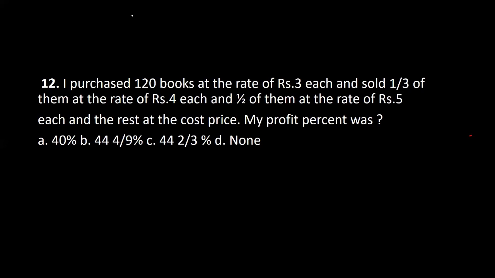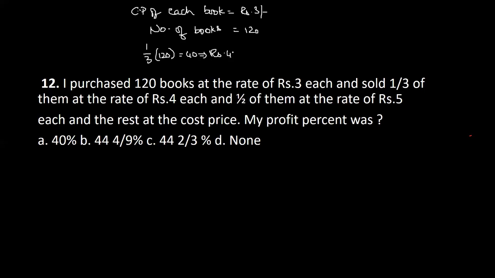I'll just write the numerical details on the screen so that it gets you going, and then you can carry on. Cost price of each book, 3 rupees. You don't need to write any of these on your solution paper. It's just for your clarity. 120 books. 1/3 of 120, that is 40, were sold at rupees 4 each. Half of it, that is 60, were sold at 5 rupees each. And the remaining, how many are remaining? 60 plus 40 are done, 100 are done, so 20 are sold at 3 rupees each. This is the information given in the question.